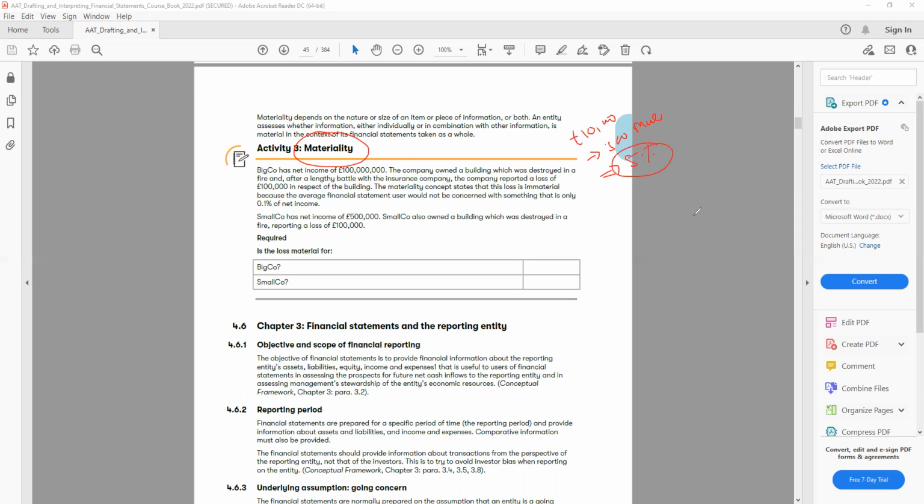But for a company like Tesco, their income is 10 million. For them, maybe £5,000 is not material, because compared to their business, it is really big. So it depends on the situation.